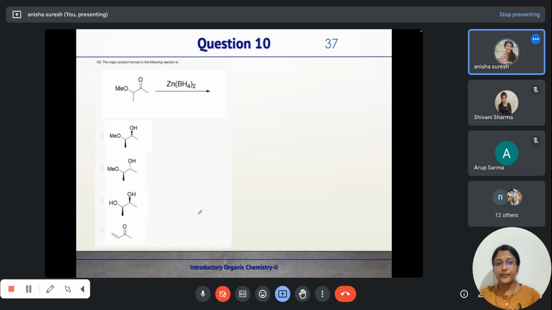So the correct option will be option A. I have written the wrong answer here. Option A will be the correct answer. Clear?